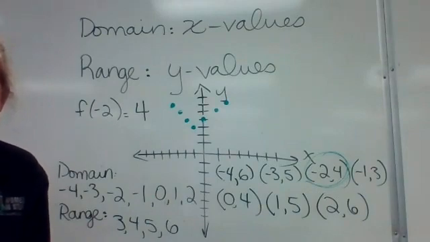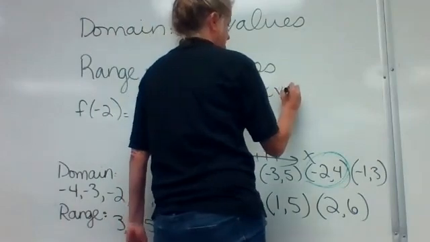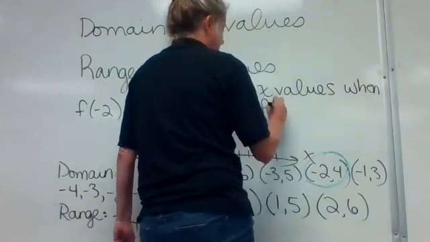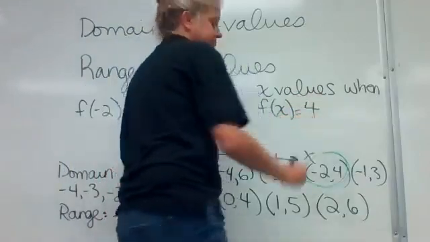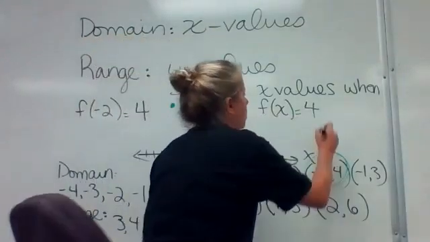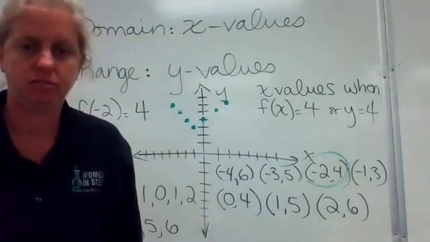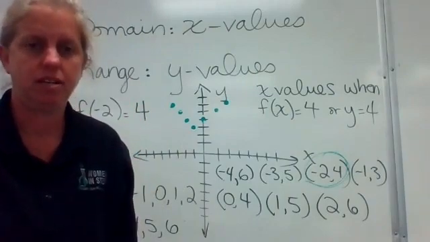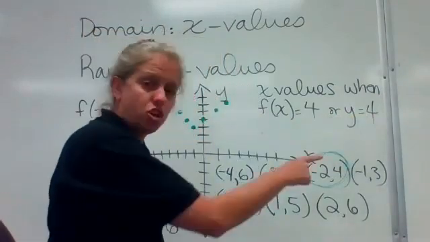Then the last thing it's going to ask you is find any X values when f of X equals 4. So what this is asking, first of all, f of X equals 4 and Y equals 4 say the same thing. F of X and Y are interchangeable terminologies. So X values for when, let's just say when Y equals 4. So you're doing the same thing.